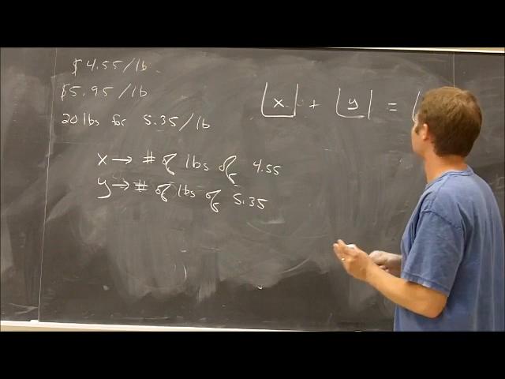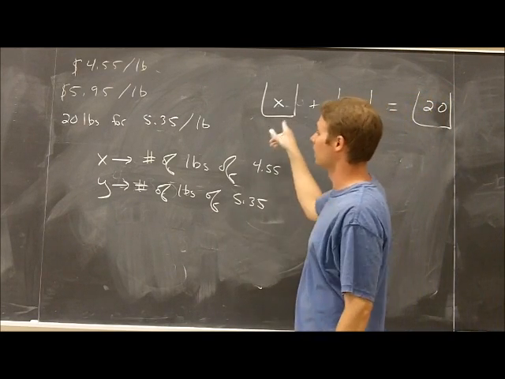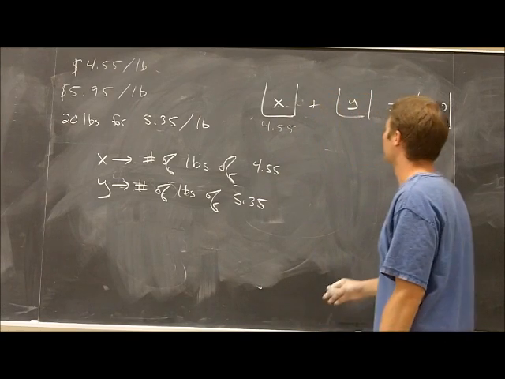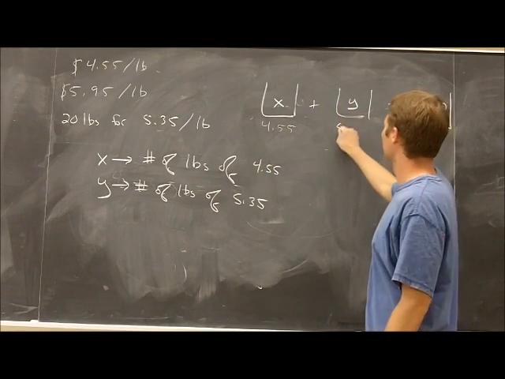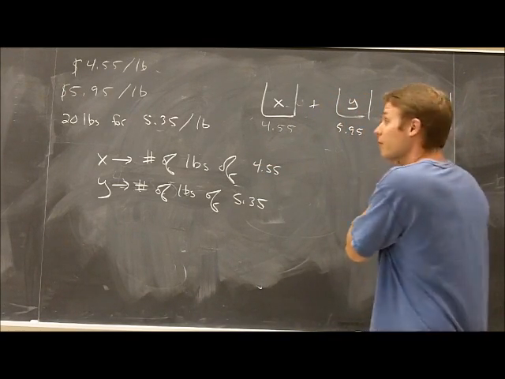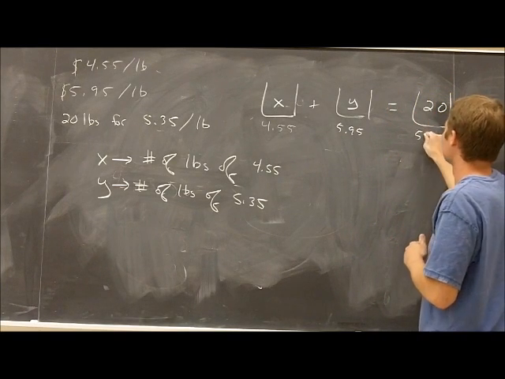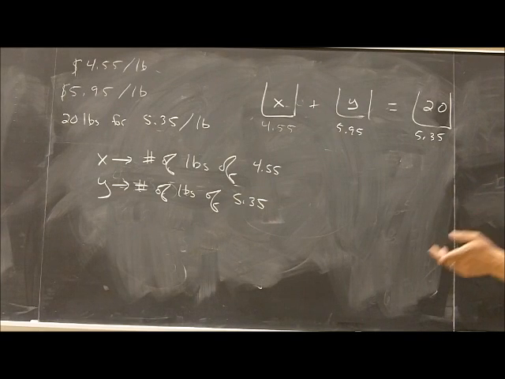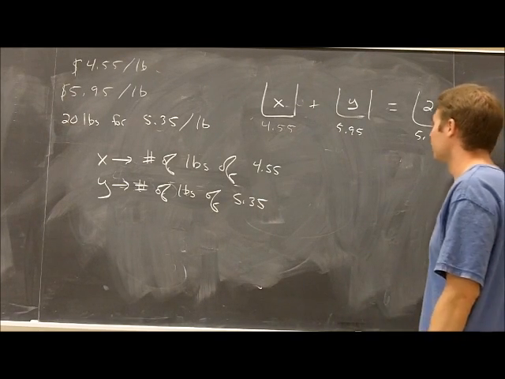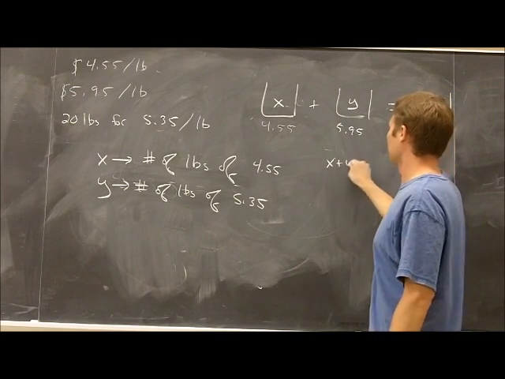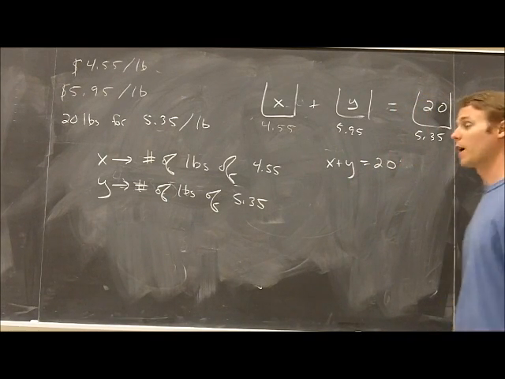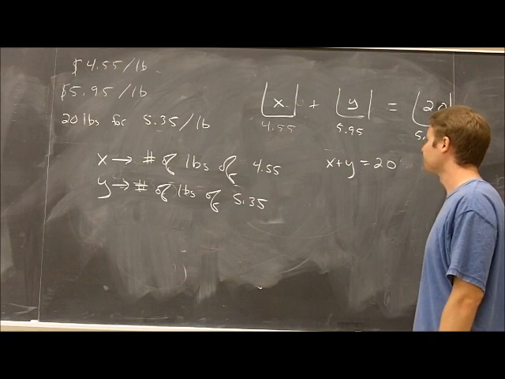Okay, so how much is each of these worth? Well, of the x value, these are $4.55 a pound. The y variety, this is worth $5.95 a pound. And when I mix it all together, I want to get something that is $5.35 a pound. From here, it should become pretty easy to see my two equations. The first one is just going to be that x plus y is equal to 20, because the number of pounds from the first one plus the number of pounds from the second one should equal 20.